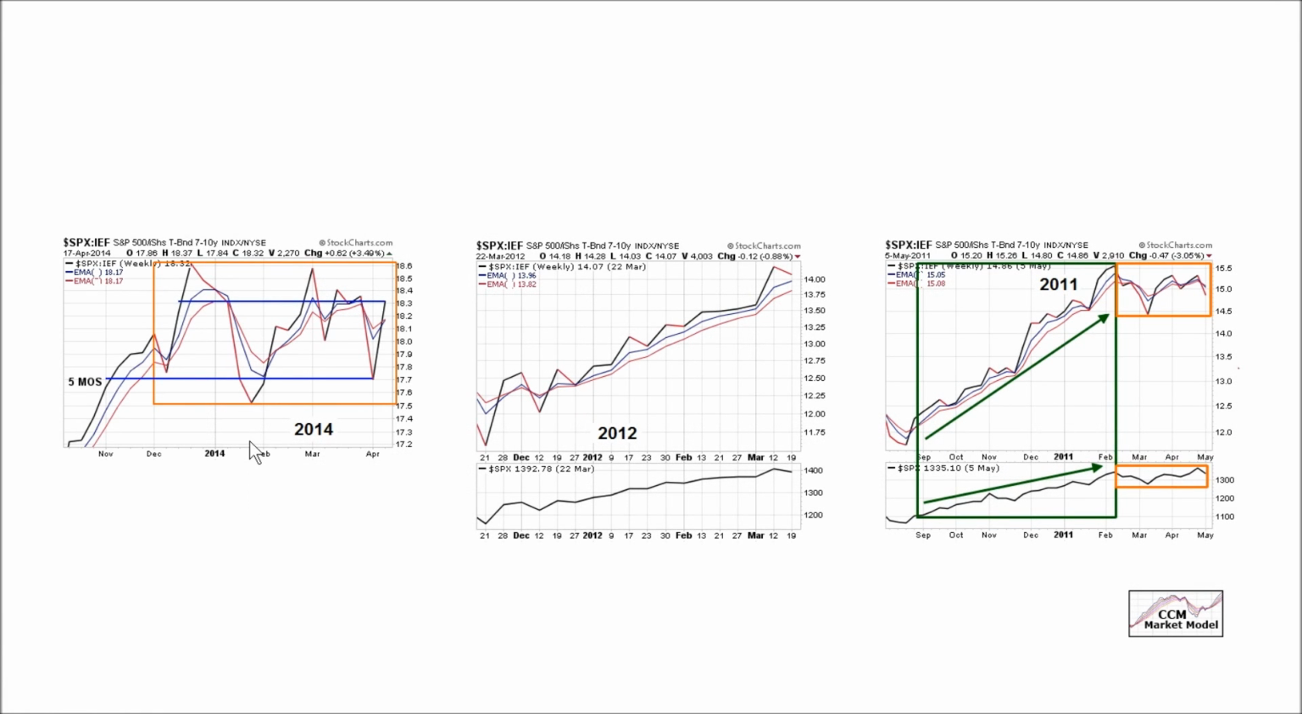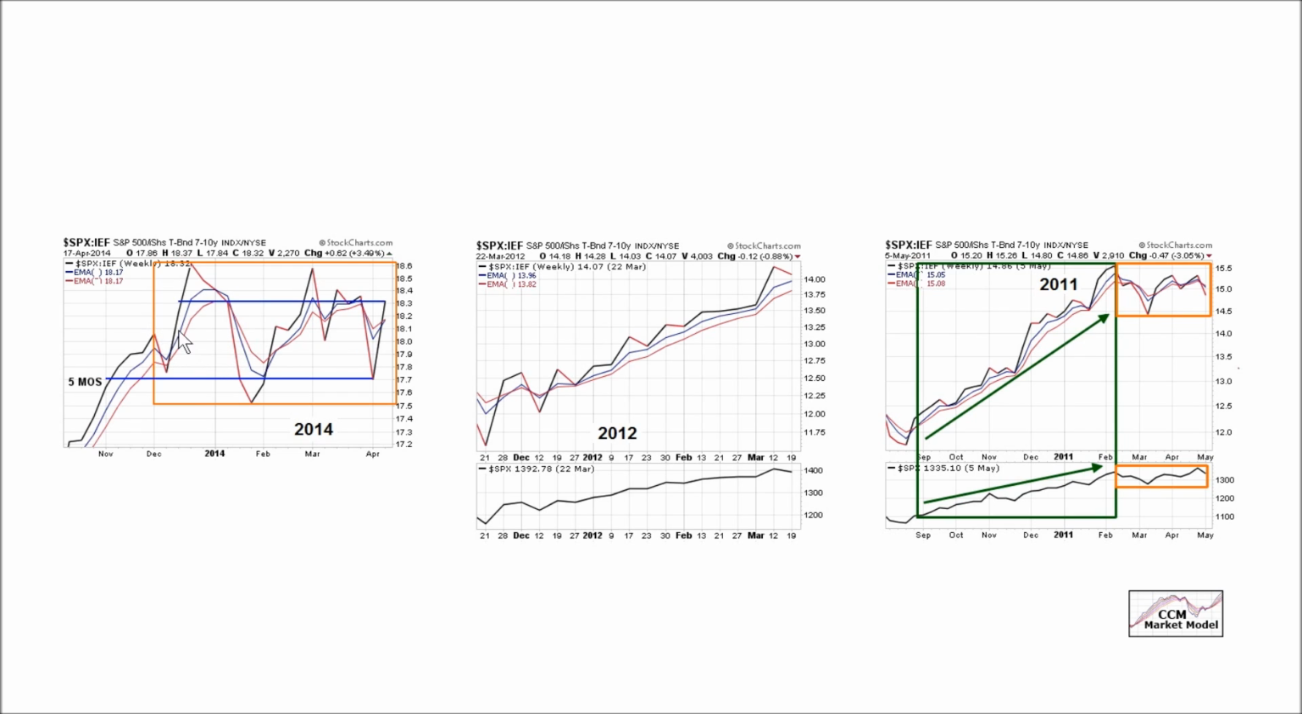This is the present day, April 17th, 2014. We're looking at risk on stocks relative to risk off intermediate term treasury bonds. This is the ratio here. This is what risk on looks like. Price above blue and red, blue above red, and the slopes are up. This is what risk off looks like. It's the mirror image. Blue below red, slopes down, and price below both.